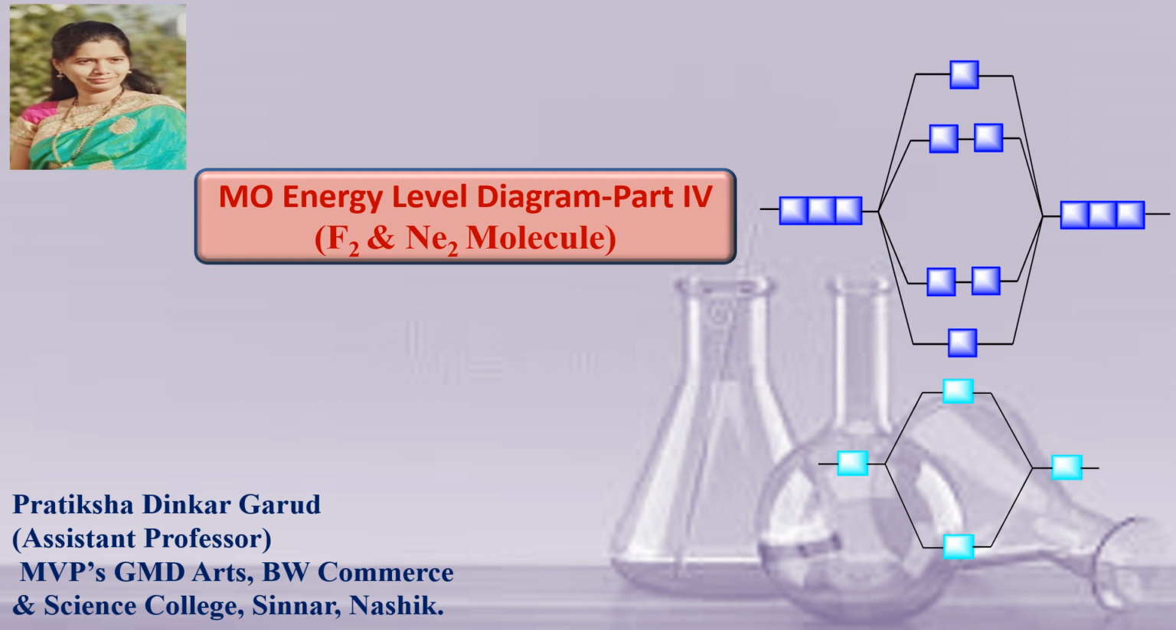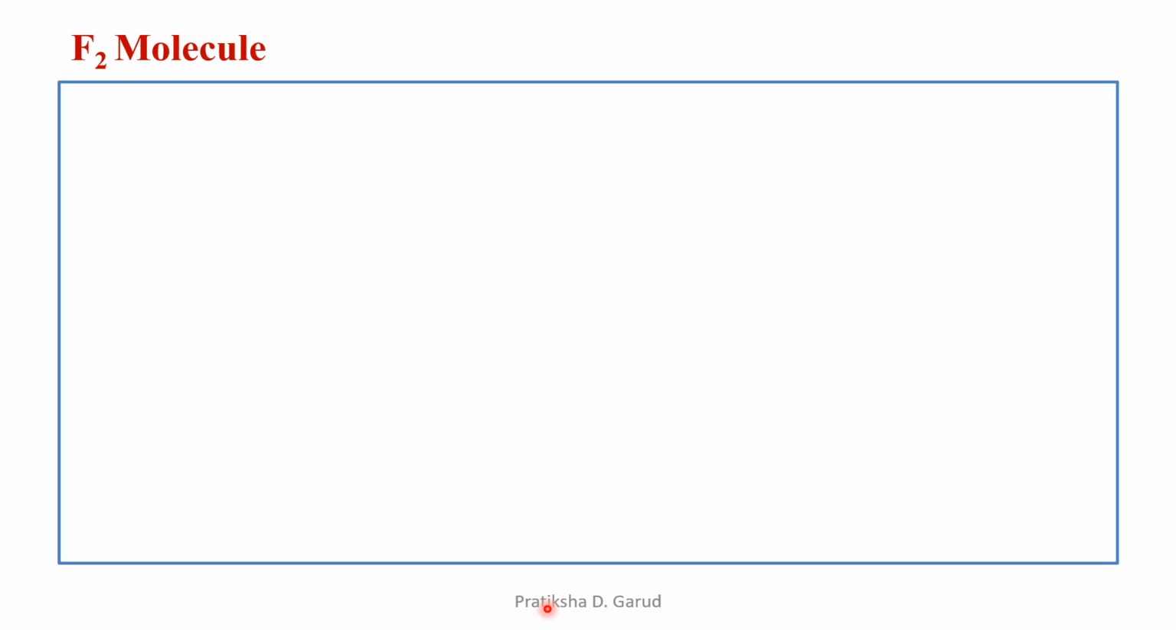Now, in both these two molecules, there is no interaction between the s and the p atomic orbitals. That's why we have to follow the first figure, that is figure A. So, let's start with the first molecule. The first molecule is the F2 molecule. So, how is this F2 molecule formed?